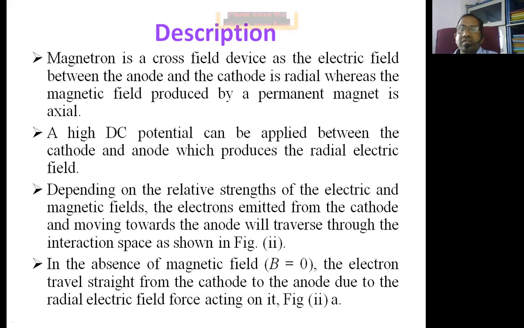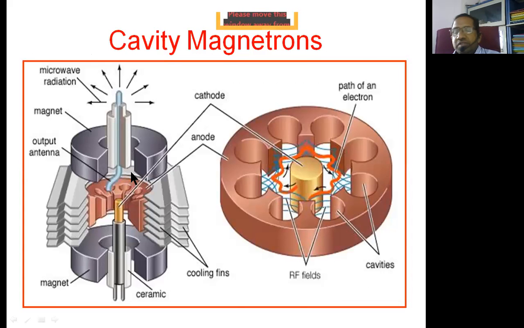We'll just discuss what radial behavior is. Whereas the magnetic field produced by the permanent magnet is axial to that, meaning perpendicular to the electric field is the magnetic field. Because of this property, we call it a cross field tube. Now, a high DC potential can be applied between the cathode and the anode, which produces a radial electric field. Now, the electric field which is produced radially is going to be a DC electric field. It is high speed electrons because of the DC voltage.